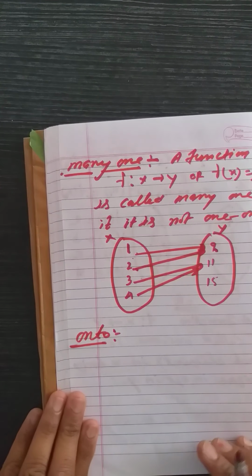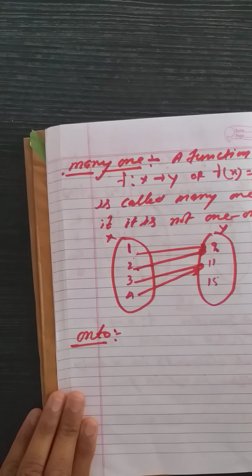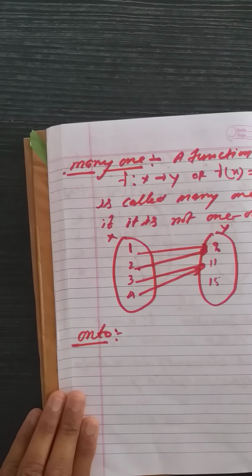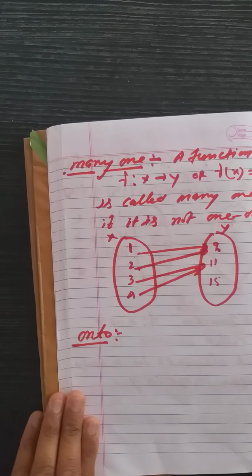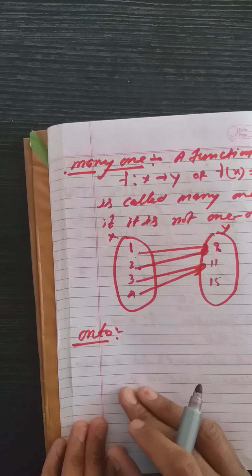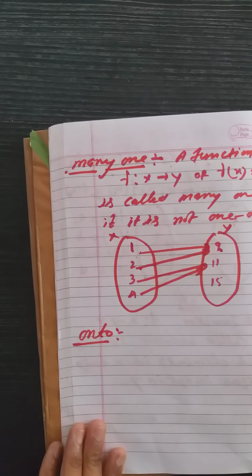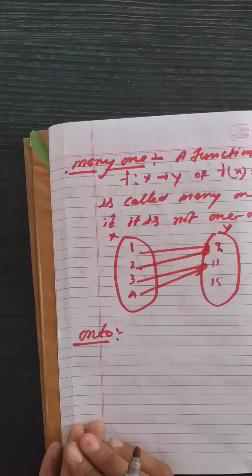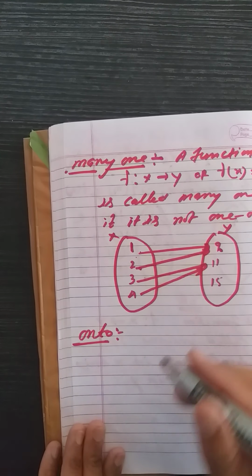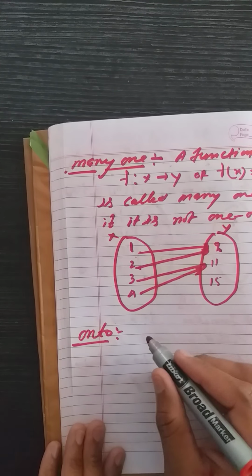Onto is also known as a surjective function. A function f from X to Y is said to be onto if each element in Y is the image of at least one element in X. Hence, the range of function f equals the whole codomain Y. Let us see the definition.